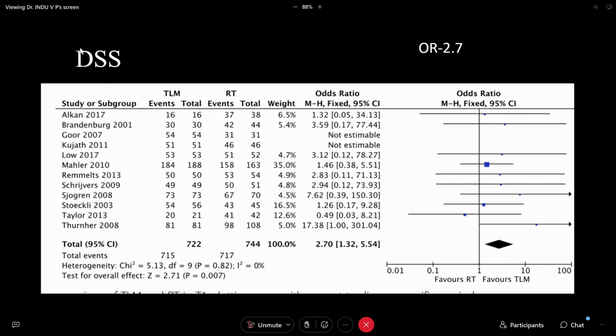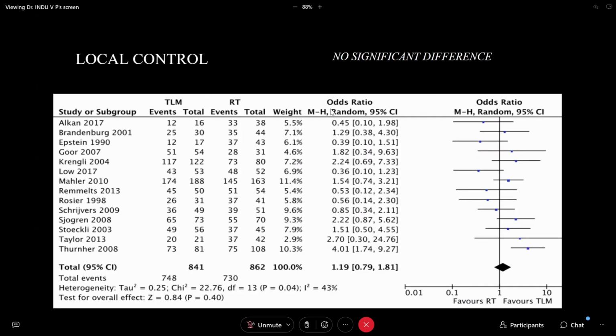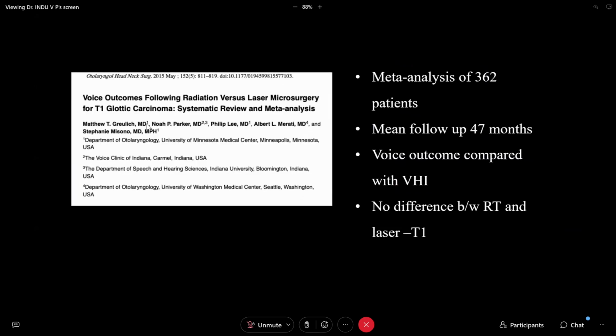Coming to disease-specific survival, it definitely favors transoral laser microsurgery. Laryngeal preservation was again found to be significantly better with transoral laser surgery compared to radiation therapy. But for local control, no significant difference was observed between the two arms. Coming to the voice outcome, whenever we opt for a treatment, we always consider the functional status. The voice is one of the major factors determining which treatment to opt for.